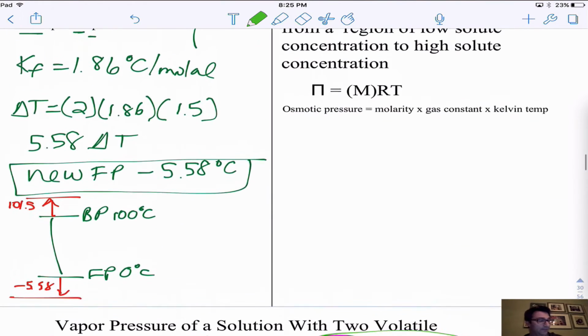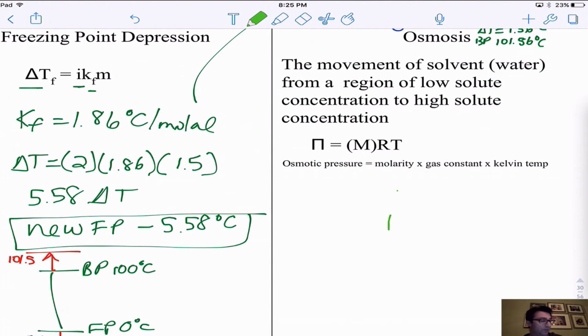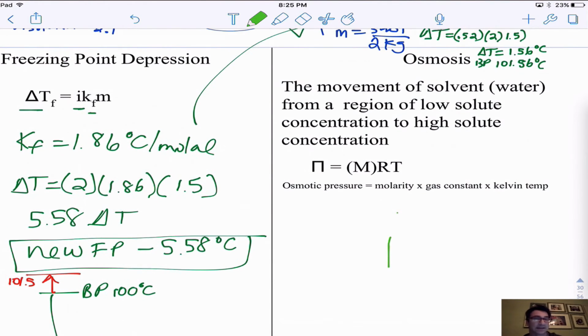Okay, let me talk to you about one last colligative property, and that is osmotic pressure. To talk about osmotic pressure, we need to talk about osmosis first and define that. Osmosis is the movement or the diffusion of water, the solvent, from a region where you have low solute concentration to a region where you have high solute concentration.